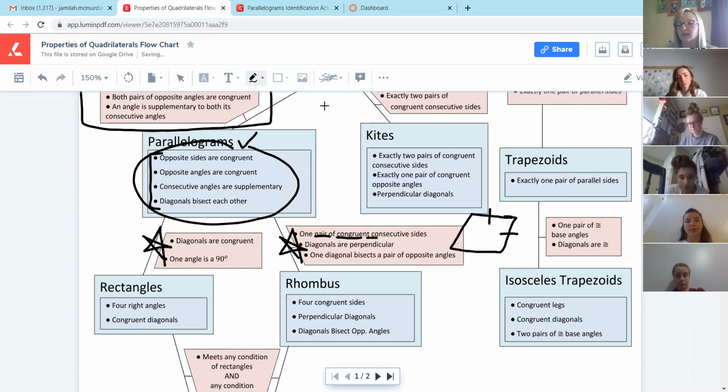Consecutive sides would be like this. Because if we already know it's a parallelogram, then we already know that this side is congruent to this side. We already know that because it's a parallelogram. But if they tell you that this side is congruent to this side, now all 4 sides are the same. And that is a property of a rhombus. Okay? If you can see somehow in the picture that the diagonals are perpendicular.